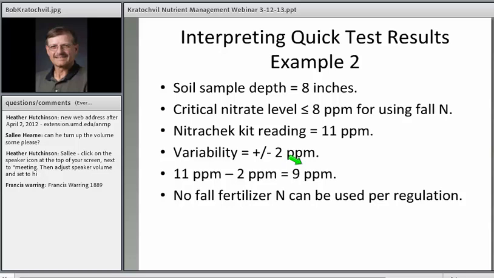Now I have another example for you. This one, we've got a nitrate kit reading of 11 parts per million. The variability is 2 parts per million. We come up with 9 parts per million in this situation. And that means no fall fertilizer nitrogen can be used per regulation.